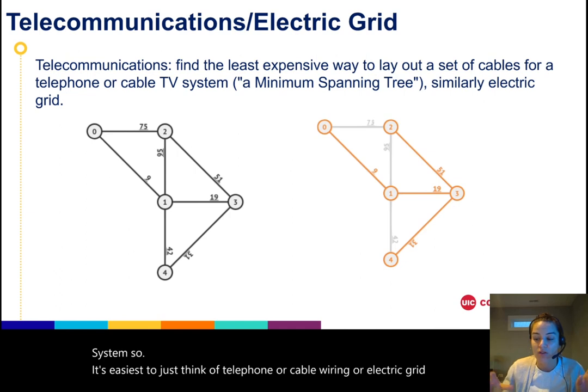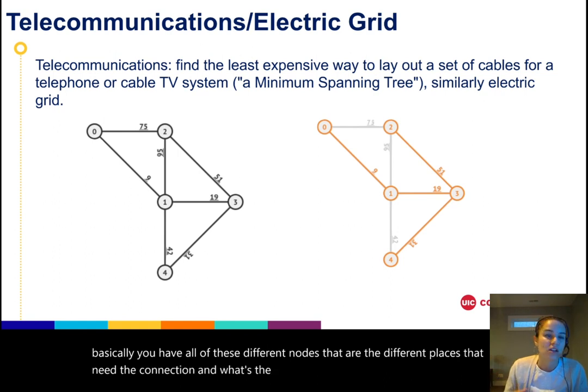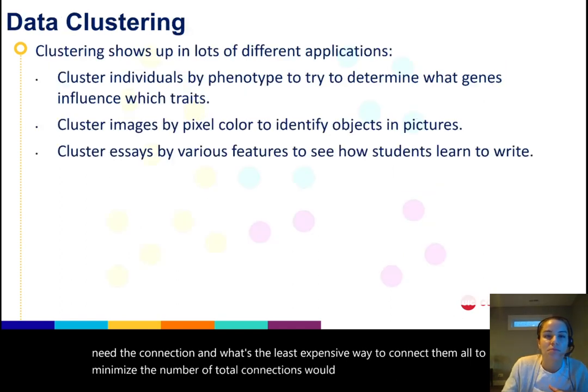So it's easiest to just think of telephone or cable wiring or electric grid wiring. But basically you have all of these different nodes that are the different places that need the connection, and what's the least expensive way to connect them all to minimize the number of total connections would be an MST problem.